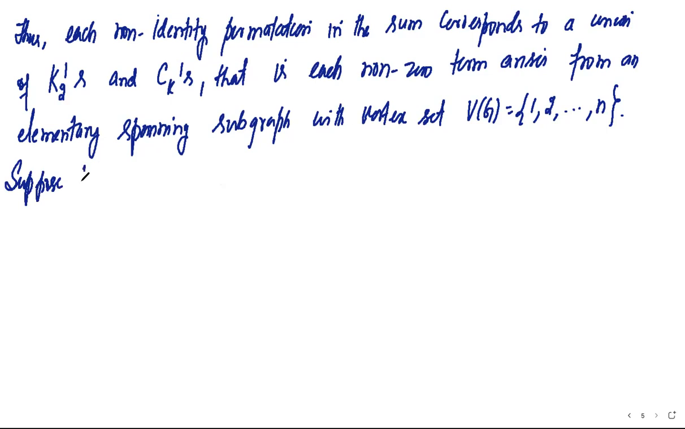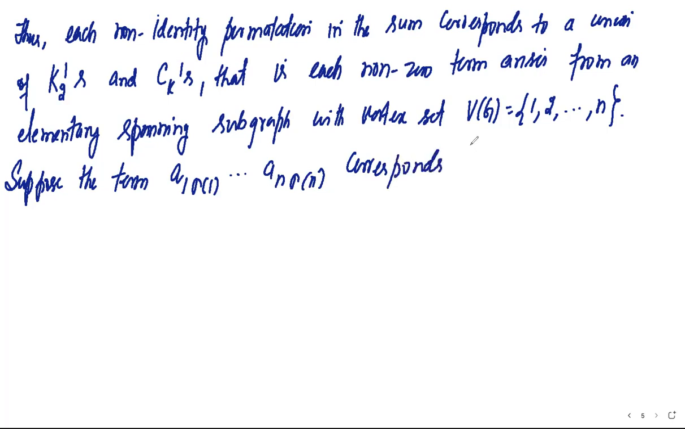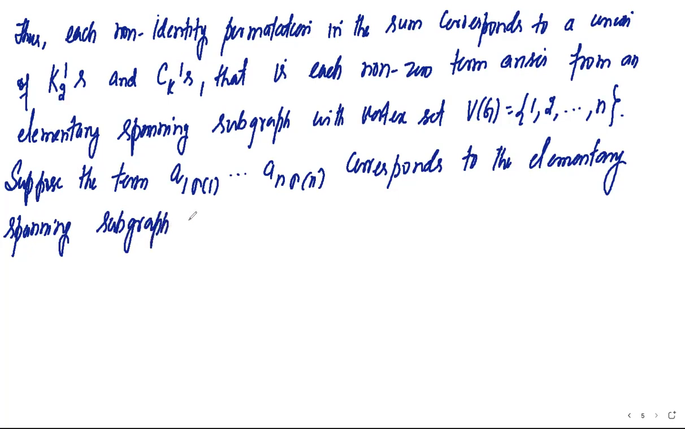Now suppose the term that we had chosen, A1 sigma 1 up to An sigma n. Suppose now this corresponds, as we have shown, that every term in this determinant corresponds to some elementary spanning subgraph. And in fact, every elementary spanning subgraph corresponds to some cycle decomposition of a permutation sigma. So suppose this term corresponds to the elementary spanning subgraph H of G. Then we see what will be the sign of this permutation.